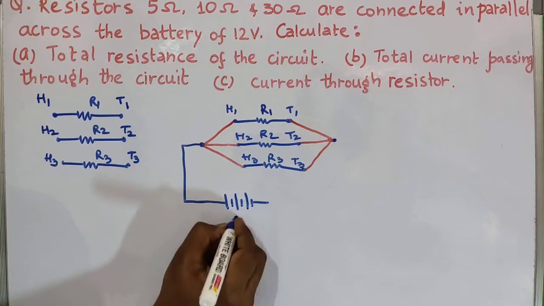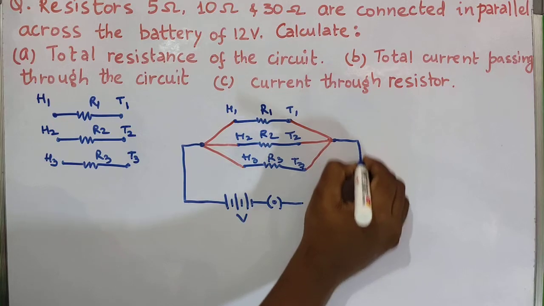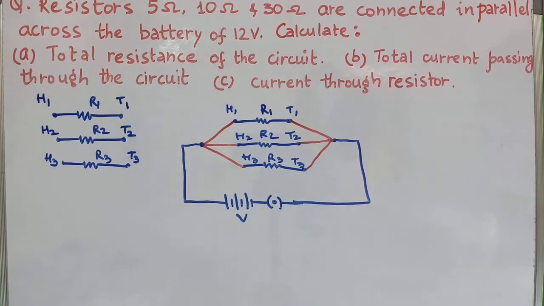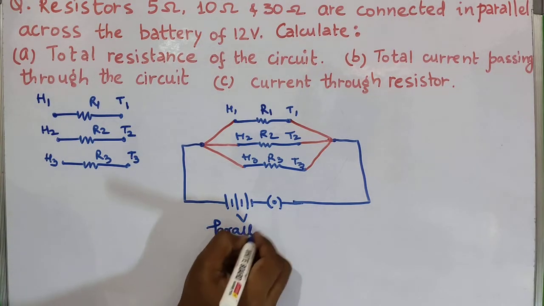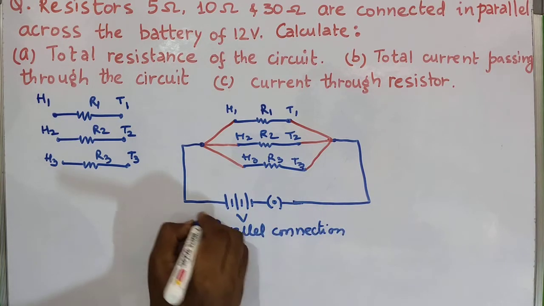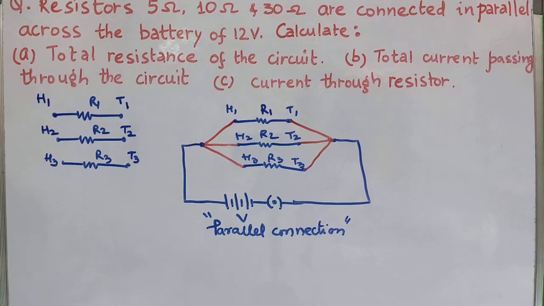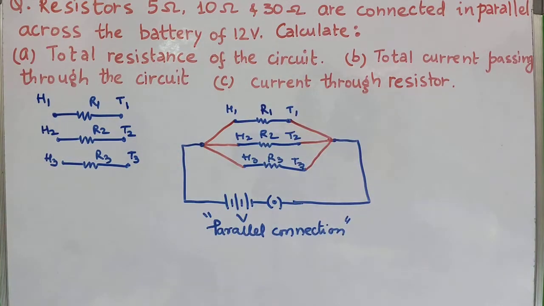So let's take a battery of V voltage, a switch. So this combination of resistors is called a parallel connection. So in parallel connection, all the heads are connected at one point, all the tails are connected at one point, right? And these terminals are connected across the potential source, the battery. So this is the parallel connection of resistors.